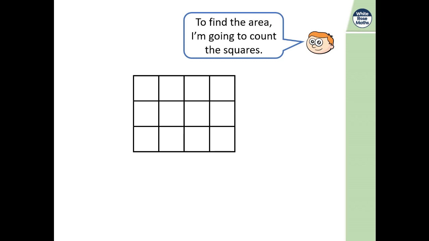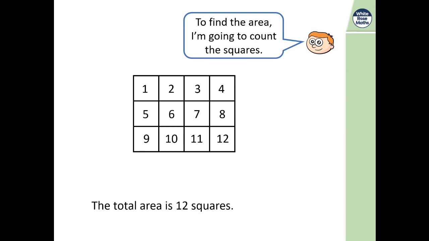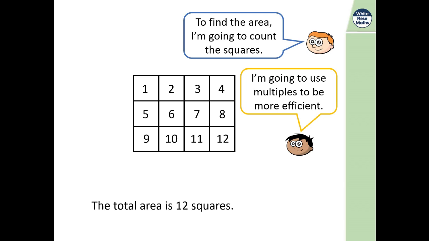Hi Ron. He says to find the area I'm going to count the squares. The total area is 12 squares. That's right Ron, well done. Hello Amir. Amir says he's going to be more efficient by using multiples. Oh, let's see what you mean.